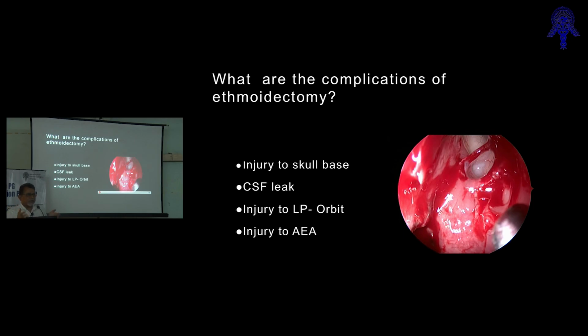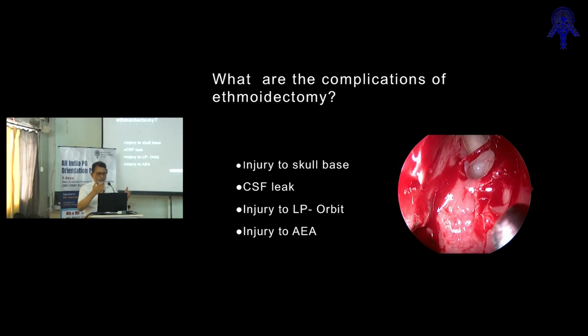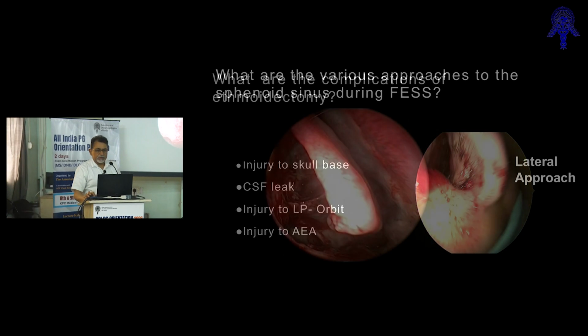And obviously CSF leak, because what forms the roof of the ethmoid? It's the cribriform plate. Medial and lateral lamella, most of the time it is the lateral lamella. So lateral lamella leak is more common for uncinectomy if you go superiorly. If you go laterally, you are going to the orbit, causing orbital complications like penetration, and there is a long list of orbital complications and injury to the artery.